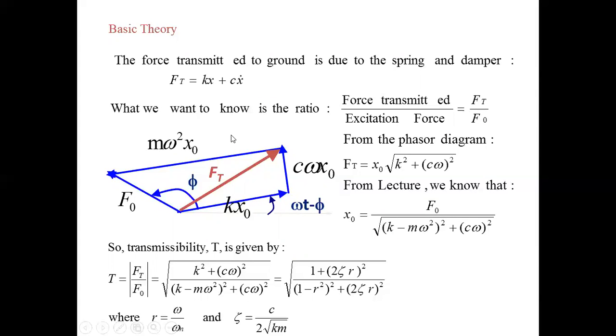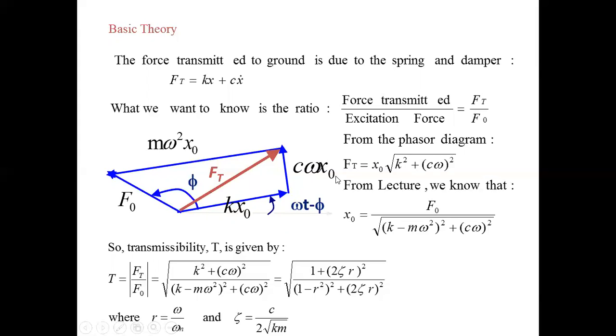So from the phase diagram, F0 is the force which is applied to the system. k x0 is the stiffness force, so it's the energy absorbed by the spring, and the energy absorbed by the damper, right? From the force applied to the system, some part of the energy is absorbed by the spring and some of the energy is absorbed by the damper, and then we can find the resultant force which is transmitted to the system.